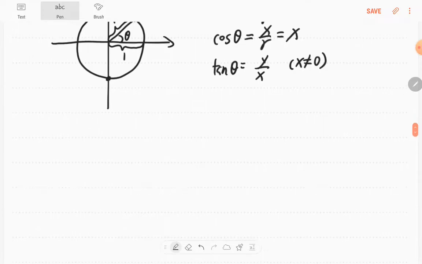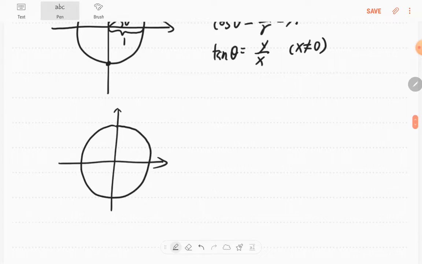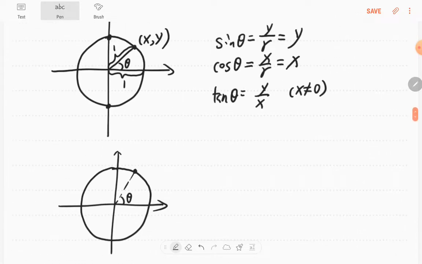So this tells you one thing, that if you have a unit circle here, and this is the point, if you have this theta, then this point is x, y. We know x equals cosine, so the x coordinate is actually cosine theta, and the y coordinate is actually sine theta.